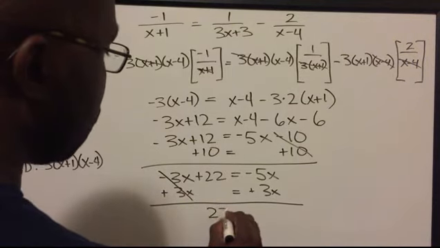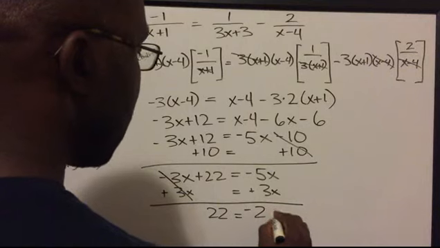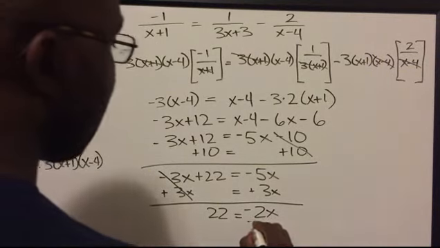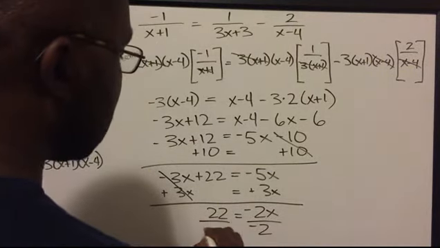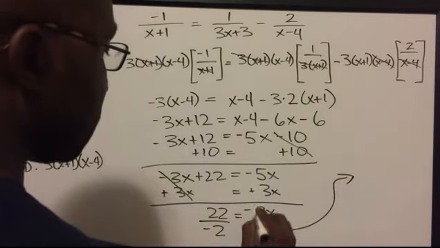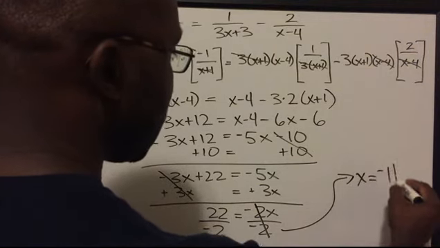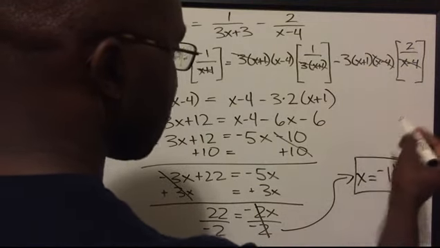Then we have 22 is equal to minus 2x. Divide by minus 2 on both sides. Let's bring it over here. I found our answer because these are going to cancel out. X is equal to negative 11.